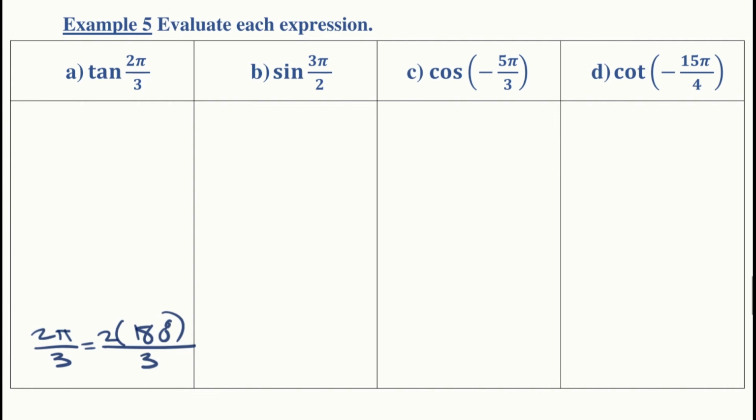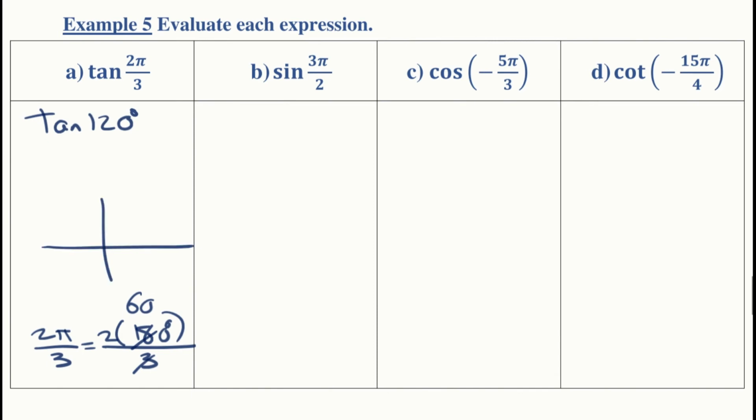Otherwise, if you want to go from radian to degree, you just multiply by 180 over pi, okay? But when there's a pi, simply replace it with 180 degrees and you'll quickly get your degree measure. So 3 goes into 180 60 times, so you get 120 degrees. So basically here it's the same thing as the tangent of 120 degrees.